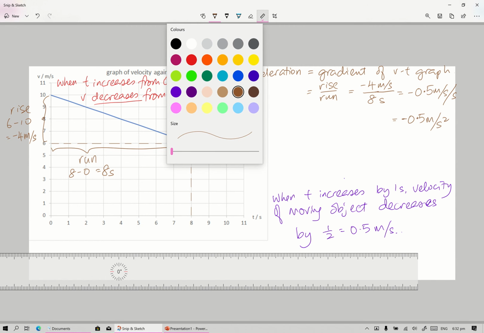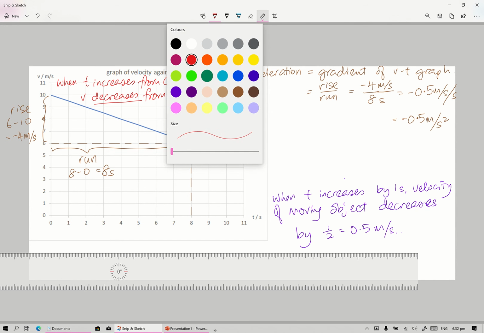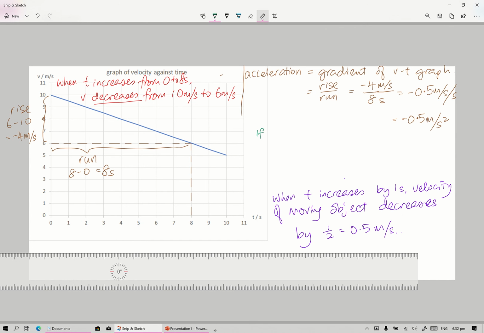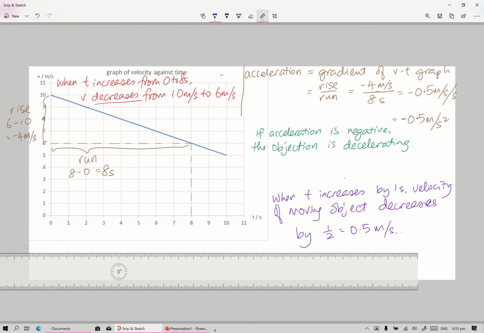So what does this mean? Okay, what does this mean? Alright? So this means if acceleration is negative, the object is decelerating. The object is decelerating. Hence, acceleration equals minus 0.5 meter per second squared.